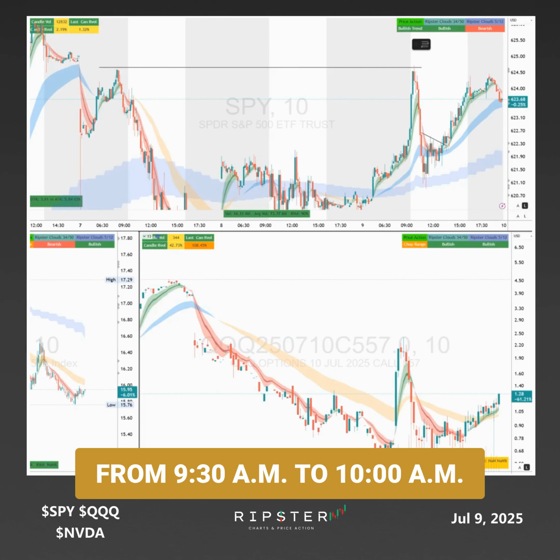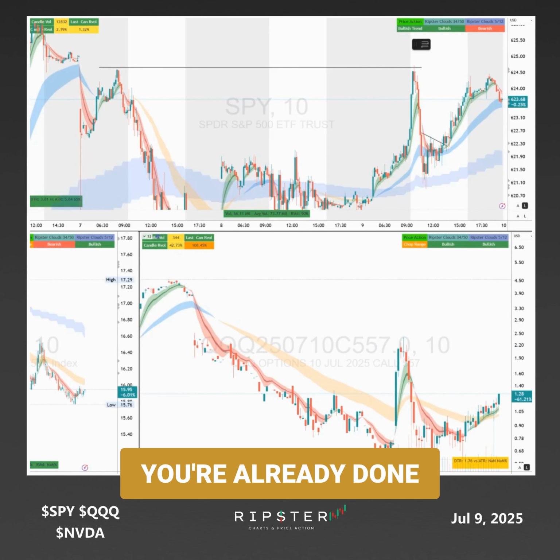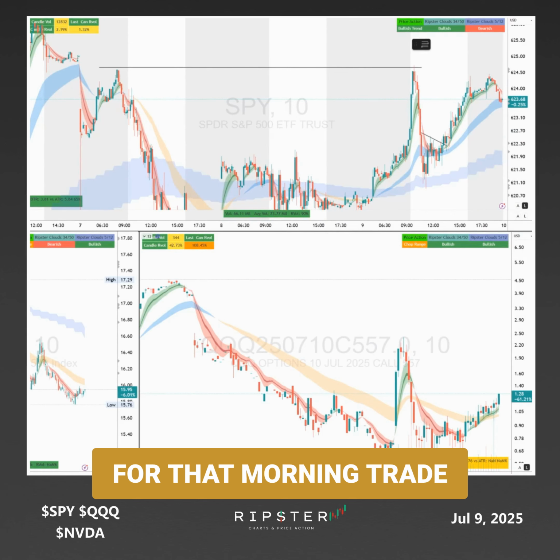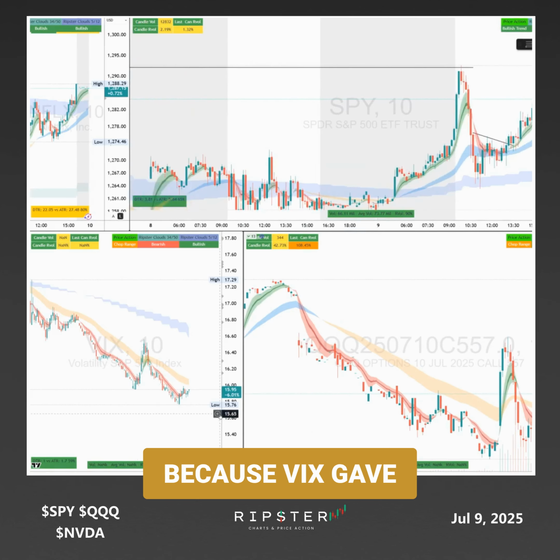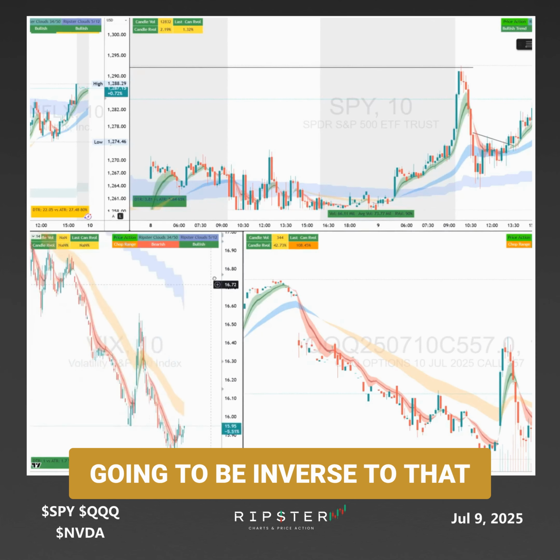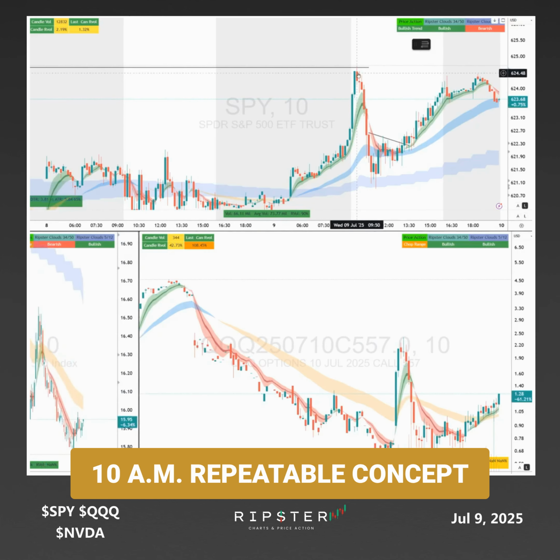So if you're trading the 9:30 to 10 AM SPY, QQQ, Nasdaq, ES futures, you're already done for the day. Now if you're adding at the top of 10 AM, then that's a problem. You have to be ready for that morning trade. You see that VIX started to bounce at 10 AM, and that's when the traders took the short as well, because VIX gave the Ripster curls, and SPY was going to be inverse to that and flush from the 10 AM rejection, the 10 AM repeatable concept.